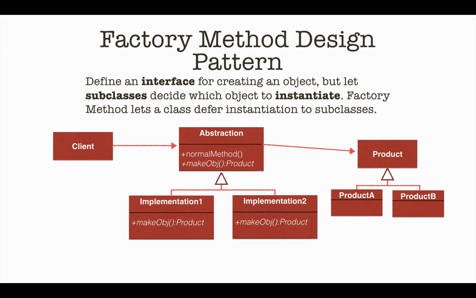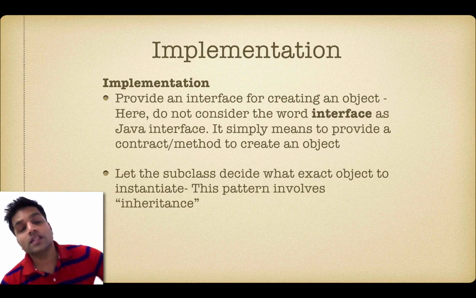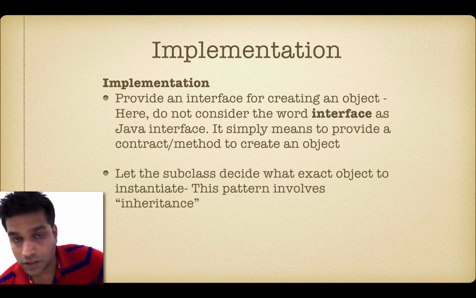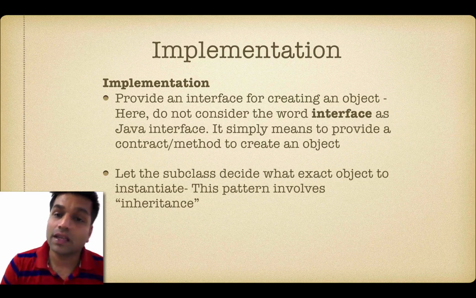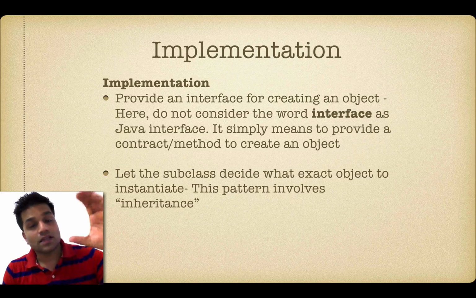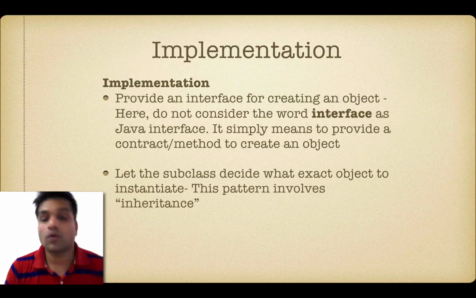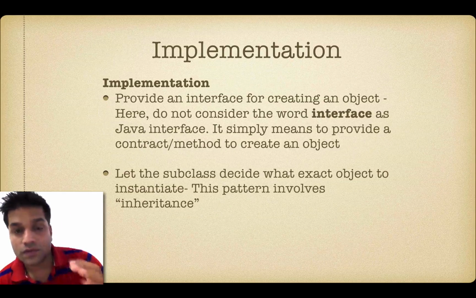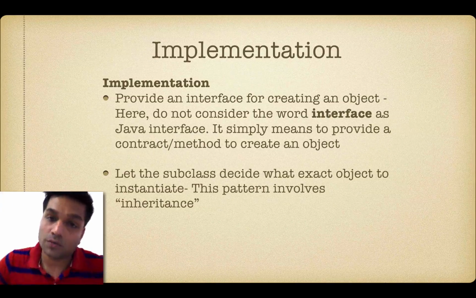The third point that we should notice is the name itself, factory method. That means there's a method which is a factory. So with this understanding, let's take a closer look at the definition. Provide an interface for creating an object. Here it does not mean to provide a Java interface. What it means is to create a method or a contract that will create an object. But the class that has that method or contract does not know what exactly to create because of varying requirements. Only the subclasses, the specific implementations, will know what exactly to create. So let the subclass decide what exact object to create.